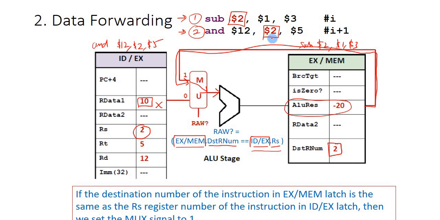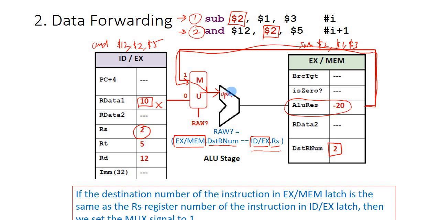If that is the case, then what I want is that the ALU result should be channeled back as the input to the ALU. And how do you do that? You use a multiplexer. So we will put a multiplexer in front of the RS, the first operand of the ALU.